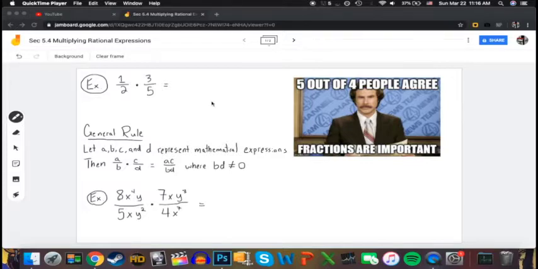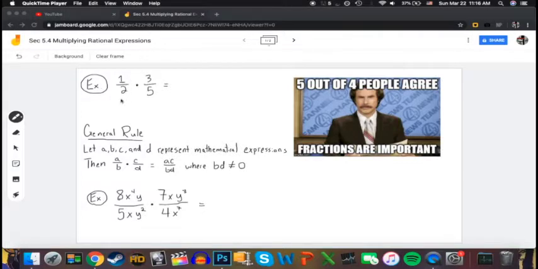So for this video we're going to continue on with section 5.4 and we're just going to focus on multiplying rational expressions, and it's going to relate to the material that we learned on Friday when it came to simplifying them, because it's going to make our process much easier when we deal with multiple terms being involved.